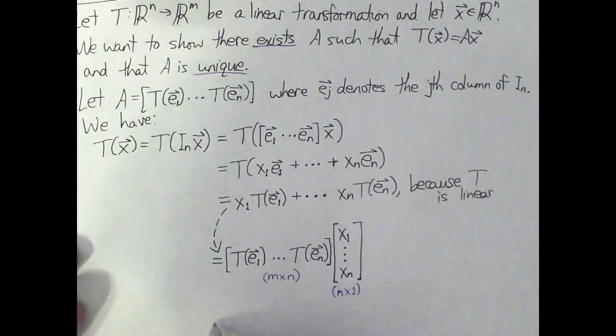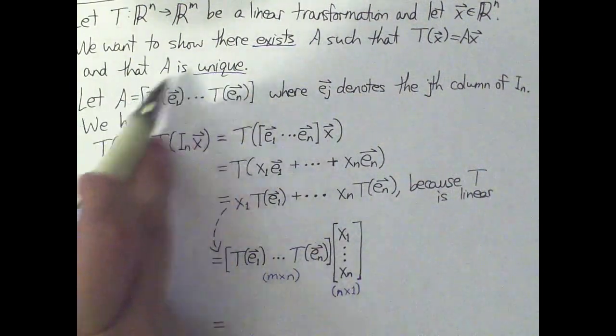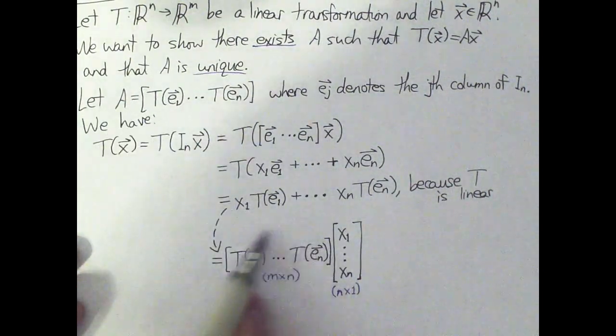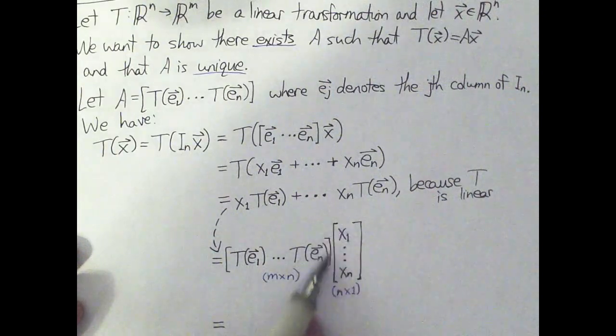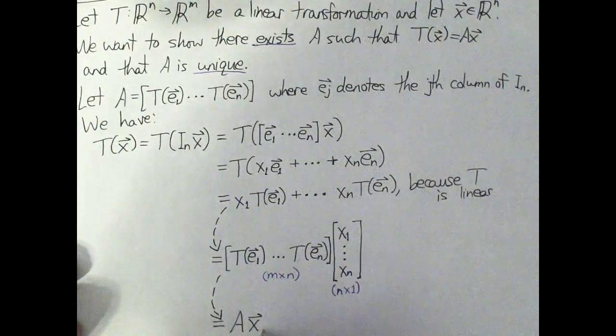And this, in fact, equals, we said that A was this matrix. Look what we have here. This is A. This is X. So this equals AX, which is what we wanted. Period.